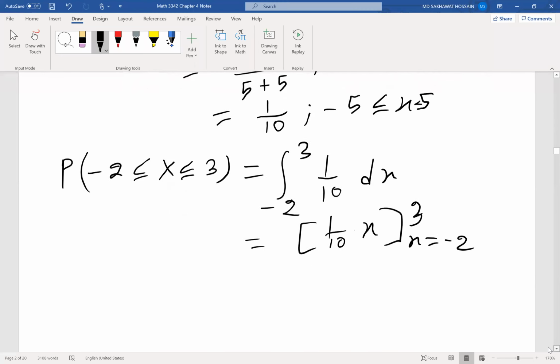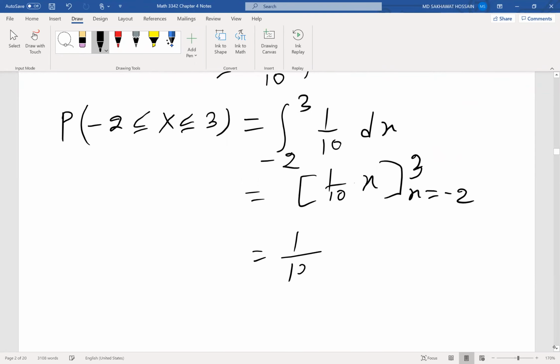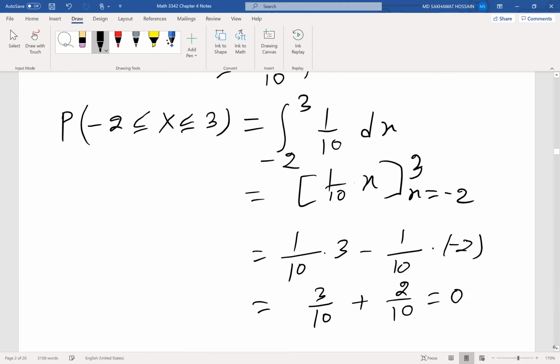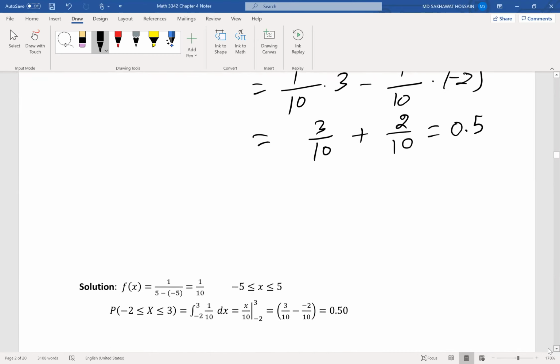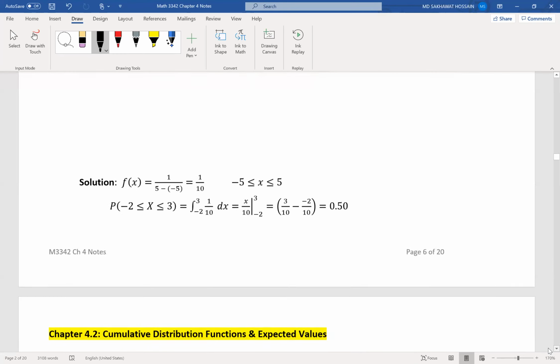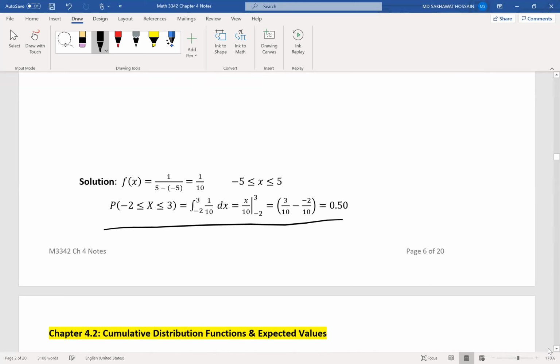Now we have to plug in the upper limit and lower limit. So it will be 1 over 10 times 3 minus 1 over 10 times -2. So it will be 3 over 10. This is negative, so it will be plus 2 over 10. So if you simplify this one, then it will be 0.5. Do you have any question? And you can also see here, this is 0.5.